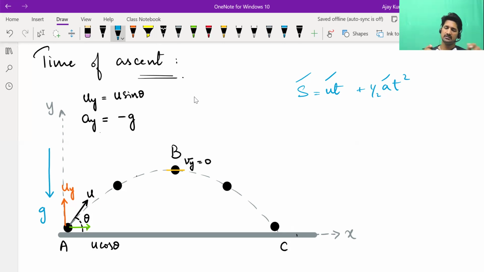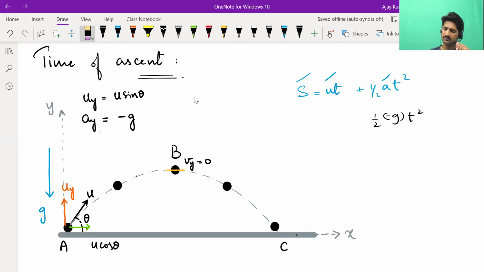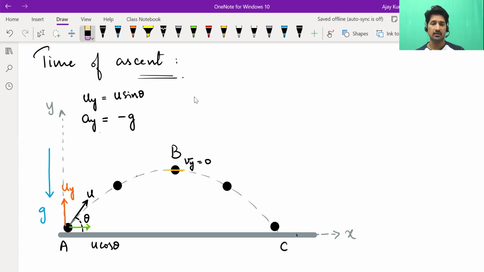But the problem here is you want to write the displacement as uy square by 2g. You can do that. Initial velocity is uy into t plus half ay, which is minus g, into t square. The problem is that this is a quadratic equation. It's time taking to derive t. You have to use the formula for roots of a quadratic equation, which makes it complicated. So we are not going to use this. Then tell me, what is the only other equation of kinematics which can give us time?